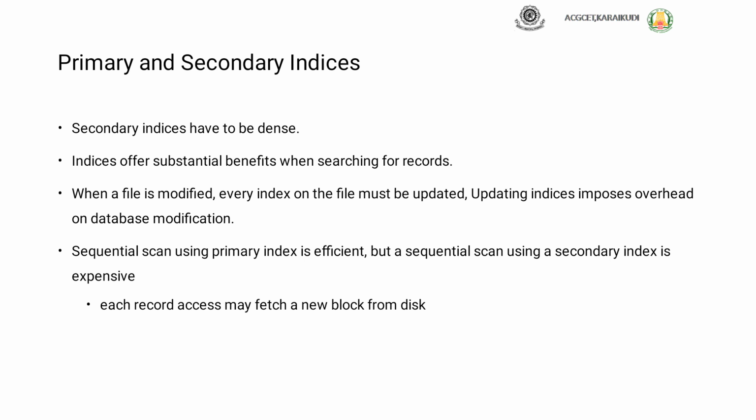In primary indexing, the primary key should be ordered, and a primary index is an ordered file whose records are of fixed length with two fields. The first field is the same as the primary key of the data file, and the second field is a pointer to the data block where the key is available, and it has block anchors. The index created for the first record of each block is called block anchors.